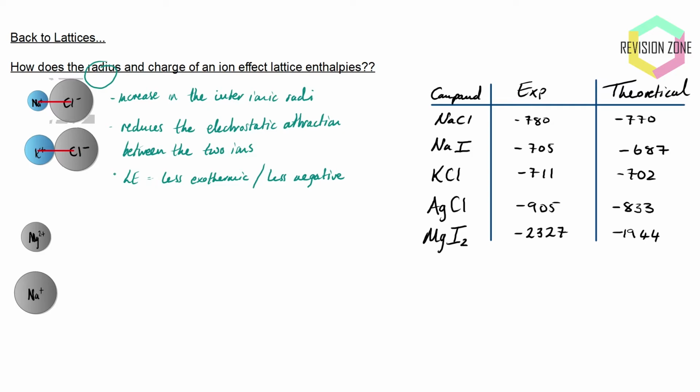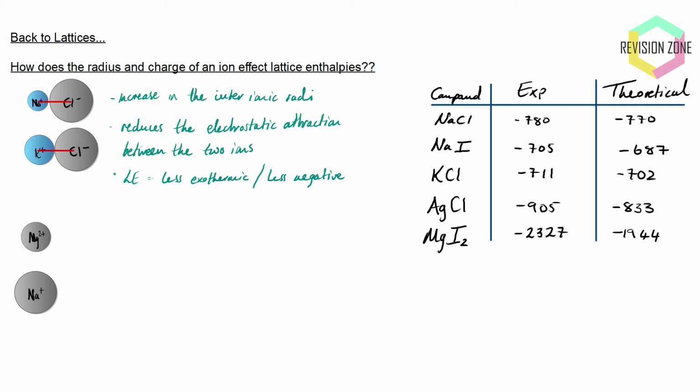Now we need to look at charge. So let's have a look at charge. What I've done is I've purposely picked two cations which are in the same period. So magnesium and sodium are in the same period. I've only got one magnesium compound here on the right hand side, but it's got iodide, so I want to pick sodium iodide for this one and compare it, and we can see straight away it's gone from minus 705, a massive increase, to minus 2327.